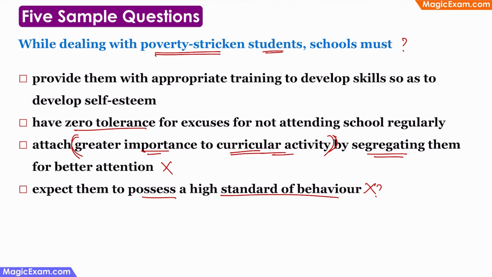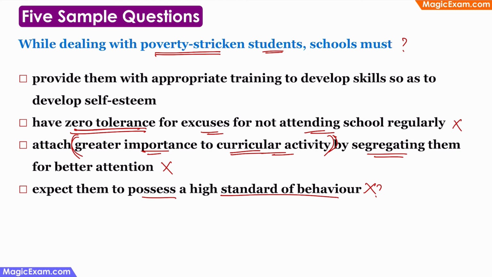Next, have zero tolerance for excuses for not attending school regularly. Now, children, they should be interested in attending the school, right? You cannot force them to attend the school if they are not interested. So by having zero tolerance, that is if you are going to punish them if they miss school 1 or 2 days because of reasons beyond their control, then you are needlessly discouraging them, right? You are needlessly punishing them. Therefore, having zero tolerance for excuses for not attending school, this is also incorrect.